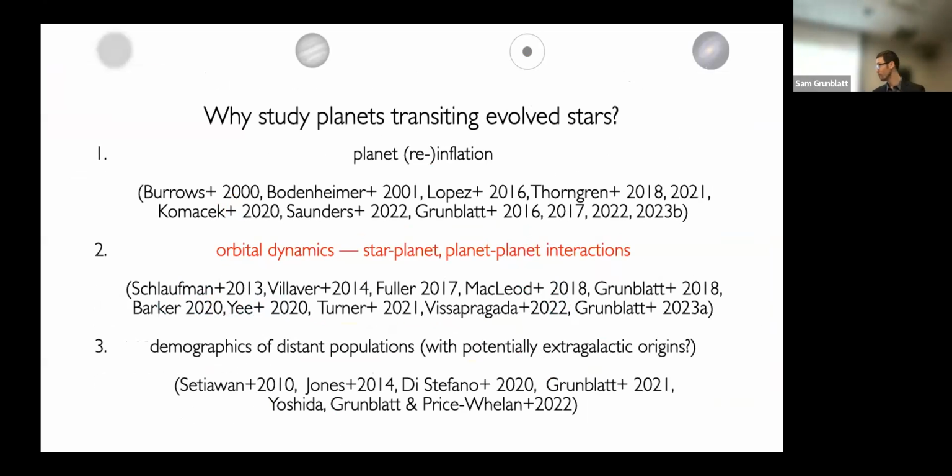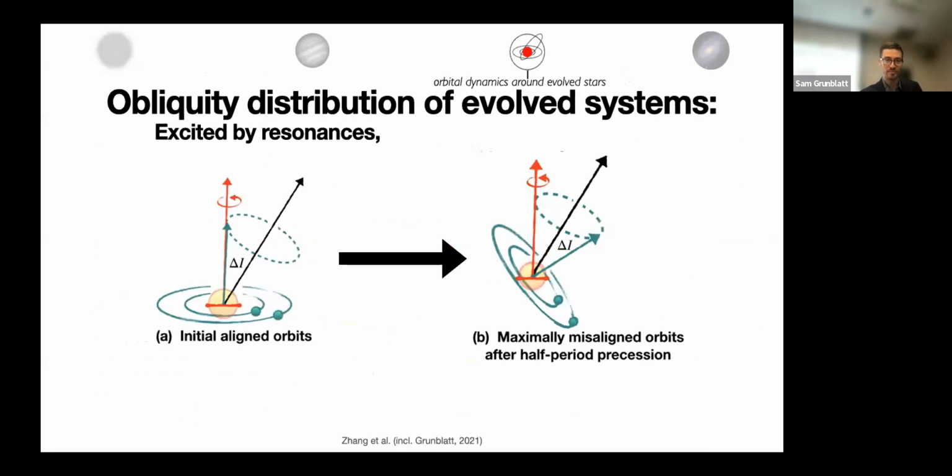So moving on. The second thing that these systems are really interesting for is orbital dynamics. There's a lot more that we can understand about star-planet and planet-planet interactions in these evolved systems that you can't get at with main sequence systems. One thing you can look at is the obliquity of a star relative to its planet's orbits. People have known that in multi-planet systems, planets that are initially on aligned orbits can torque one another and then end up becoming misaligned with the host star.